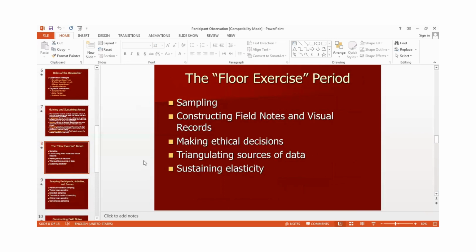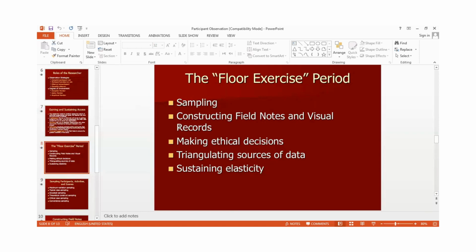The second period is the floor exercise period. In this, there are five steps in the floor exercise period. First is the sampling. Two is constructing field notes and visual records. Third is making ethical decisions. And the fourth is triangulating sources of data. And the fifth is sustaining elasticity.